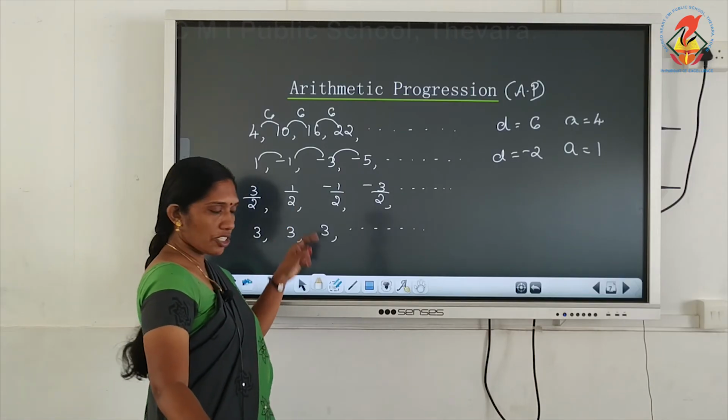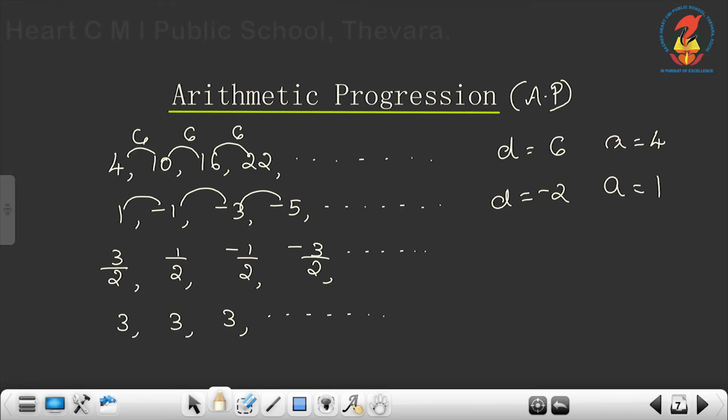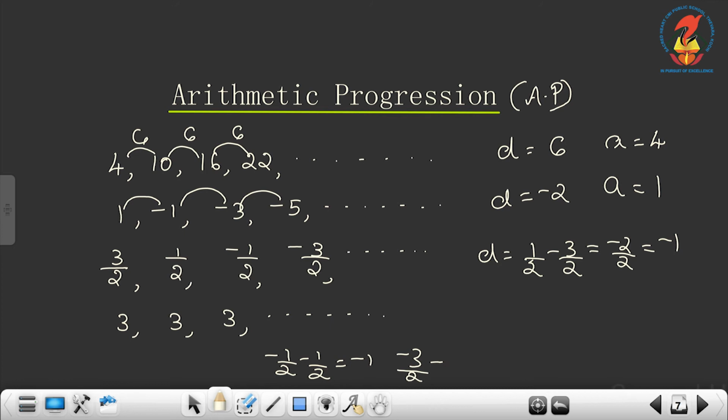Third one, fraction, again common difference D, half minus 3 by 2, that is minus 2 by 2, which is equal to minus 1. Minus 1 by 2 minus 1 by 2, that is same as minus 1. Minus 3 by 2 minus 1 by 2, that is minus 3 by 2 plus 1 by 2, that is minus 2 by 2, that is also minus 1. So common difference is minus 1 and A is 3 by 2.